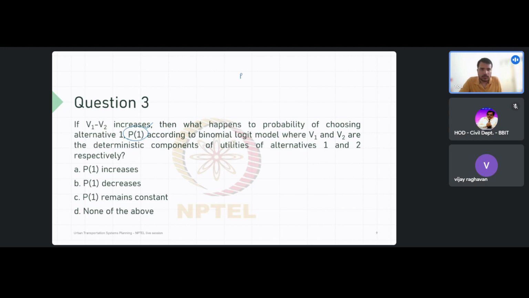So as we discussed, the probability of choosing alternative 1 will be given by e to the power utility of alternative 1, over e to the power utility of alternative 1 plus e to the power utility of alternative 2. Here we have only 2 alternatives, so we need to do a little adjustment. Since we want the term V1 minus V2, we need to bring this into the denominator so that we get this term. So let's do this as 1 by e to the power V1 over e to the power V1 plus e to the power V2.